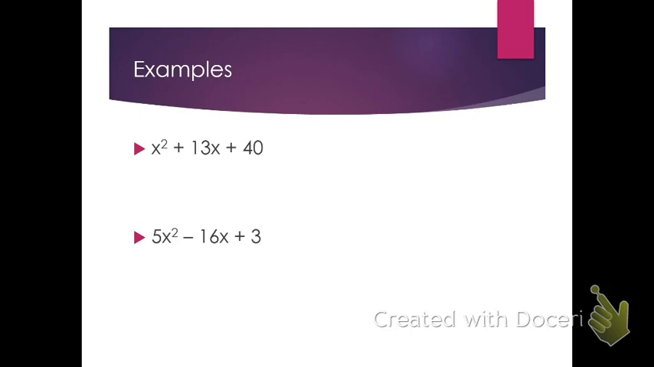Let's start with x squared plus 13x plus 40. So the first thing I would do is compare this to ax squared plus bx plus c. In that first example, my a value would be 1, my b value would be 13, and my c value would be 40. And I'm supposed to find 2 numbers that multiply to ac but add up to b. Now ac would be 1 times 40. Here's a, here's c. 1 times 40 is 40, and my b is 13.